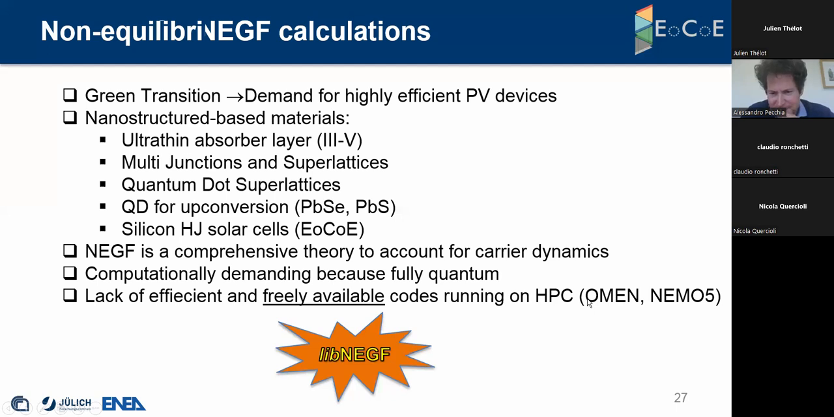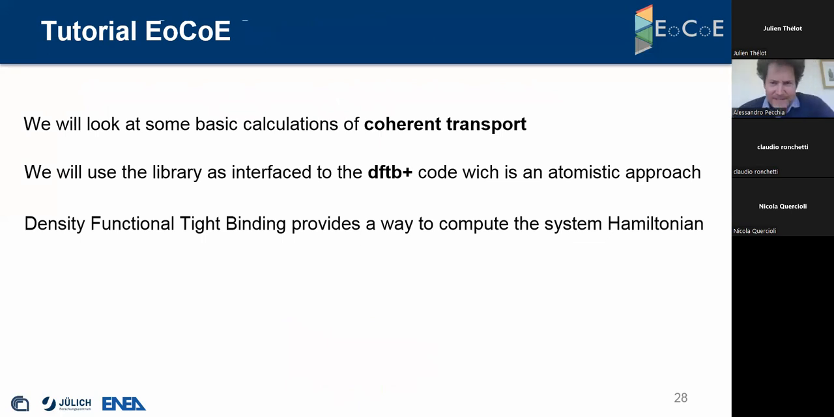Actually, the famous OMEN and NEMO codes, developed now by Mathieu Luisier, for instance, and for this project started in the US at Purdue by Gerhard Klimeck. But these codes have never been really freely available. In principle, you can ask for the source, but you will never get the code actually. These codes are amazingly big codes scaling on HPC, but again, as I said, not being freely available makes them limited in terms of usability. So this also motivates the LibNEGF development.